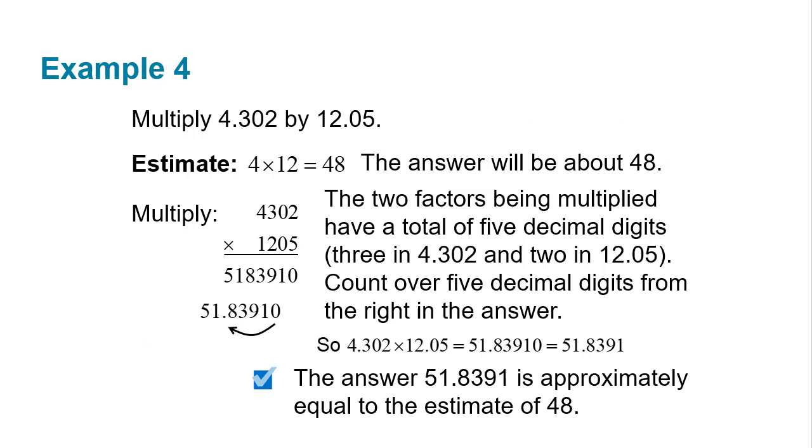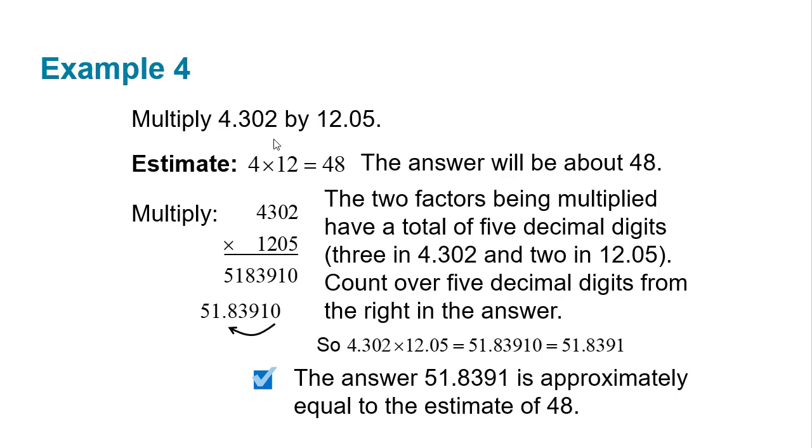All right, so no matter how big the numbers get, the process doesn't change. 4,302 times 1,205, you do all the work, you get this big, huge number, but you had 1, 2, 3, 4, 5 decimal digits, so you move over 5 times, right? You count out 1, 2, 3, 4, 5 decimals, put the decimal point there, and there's your answer, 51.